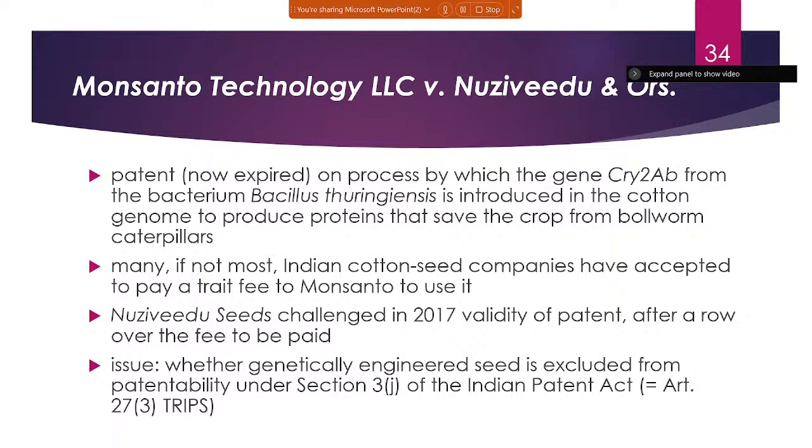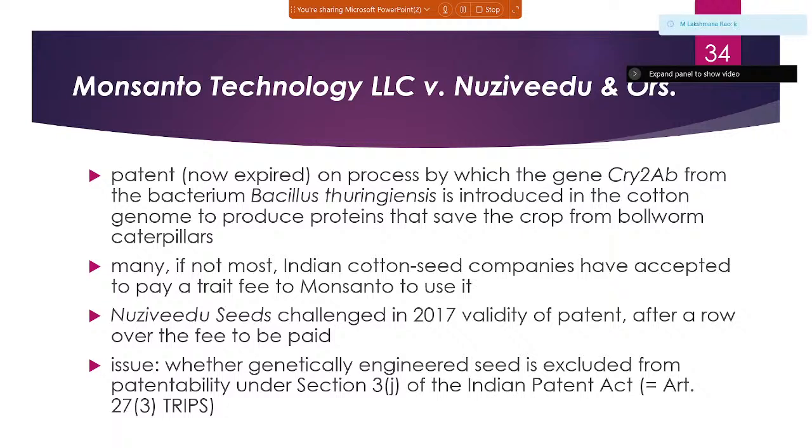As I told you, cotton plants are susceptible to this bollworm disease. Some worm will be there, and they will eat the crop. So what these people did was some cloning: they took out this Bacillus thuringiensis gene, the Cry gene, and inserted it into the cotton genome. Who inserted it? This Monsanto Technology, their labs and research groups. Indian cotton seed companies accepted to pay a trait fee to Monsanto to use it, to use those kinds of cotton plants.